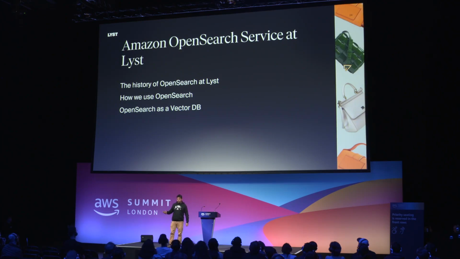So I'm going to talk through some of the history of OpenSearch at Lyst. How did we get here? How do we use OpenSearch? More the lexical search bits, the non-semantic search parts. That's sort of the baseline. And then we'll talk about how we've been using OpenSearch as a vector database and what features that has allowed us to build that we wouldn't otherwise have been able to build.